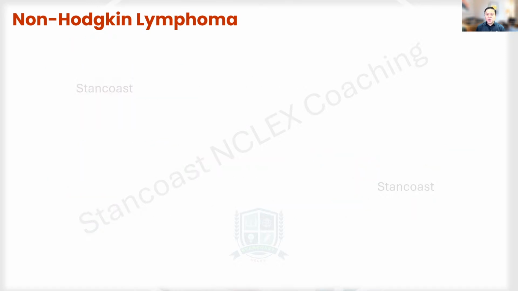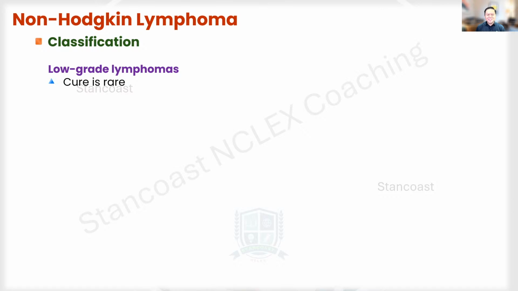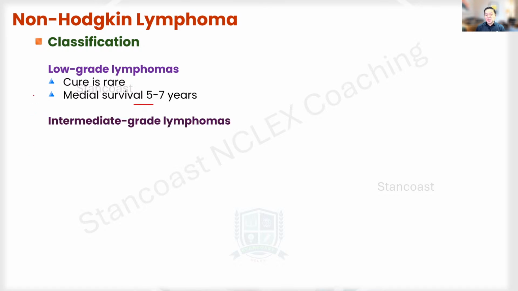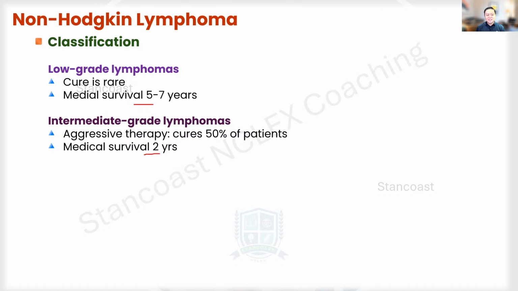Now, this time, guys, we'll talk about the classification of NHL. So we're going to start with the low-grade lymphomas. Here, it's said that the cure is rare, and the median survival is about 5 to 7 years for low-grade lymphoma. And as we move along to the intermediate-grade lymphomas, this will require much more aggressive therapy. It will cure about 50% of the patients, and the survival is about 2 years. That's not a lot, 2 years.